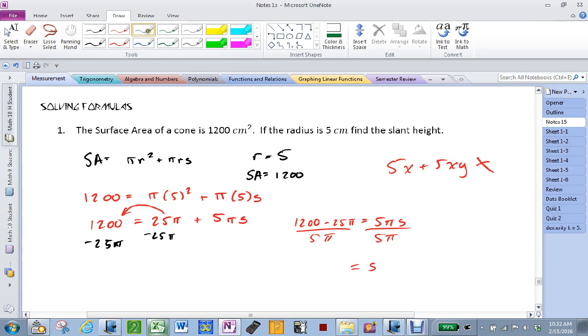To do that on your calculator, you've got to remember to bracket the top, and then you'd be good. Is everyone okay with that? So you're going to go 1,200 minus 25 times pi, divided by 5 squared, divided by 5 pi. Good? I don't want to spend any more time on it. Is everyone cool?